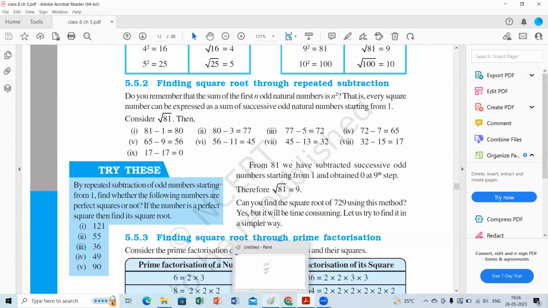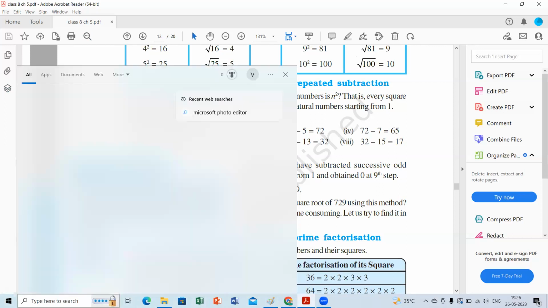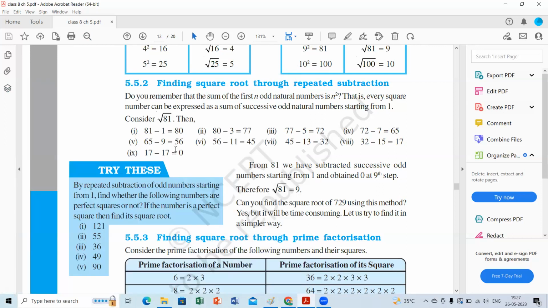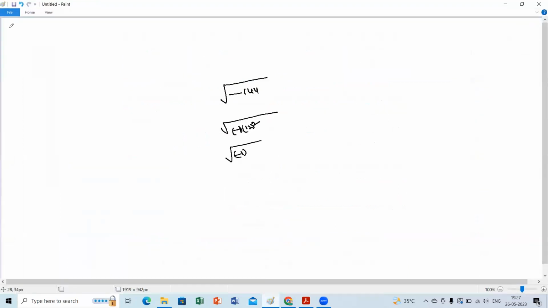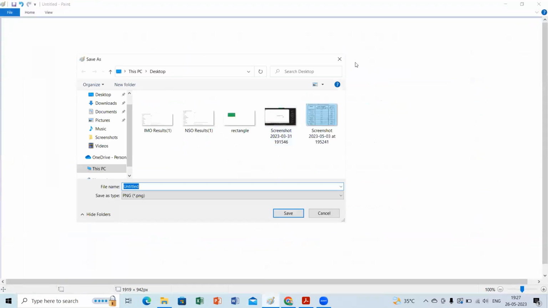Suppose 81, root 81. If you want to find the square root, you have to subtract consecutive odd numbers. 81 minus 1 is 80. 80 minus 3 is 77. This we already did, children. From 81 we subtracted successive odd numbers starting from 1 and obtained 0 at the 9th step. So how many steps did we do? 9 steps. That's why the square root of 81 is 9. We will go with some other example.